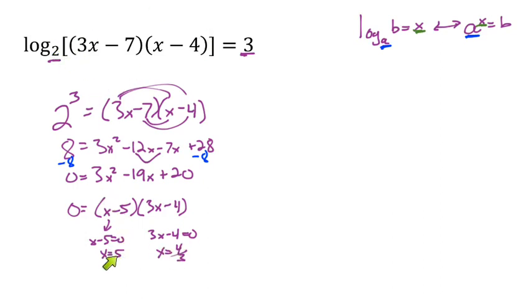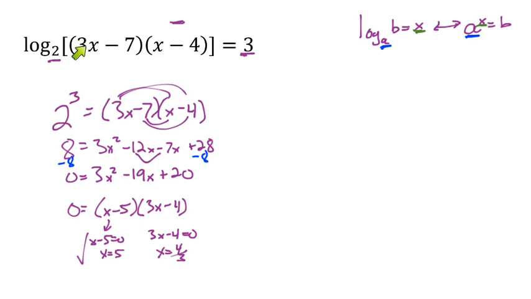And I want to unpack that because it's a little bit tricky. So I put in a 5: 15 minus 7, okay, that's a positive. 5 minus 4, okay, that's a positive. So the 5 seems to be a good solution. But let's look at this 4/3. If I put in 4/3 here, you might think, oh, 4/3 is less than 4. 4/3 minus 4 would give us a negative. So if I put in the 4/3, this would give us a negative.